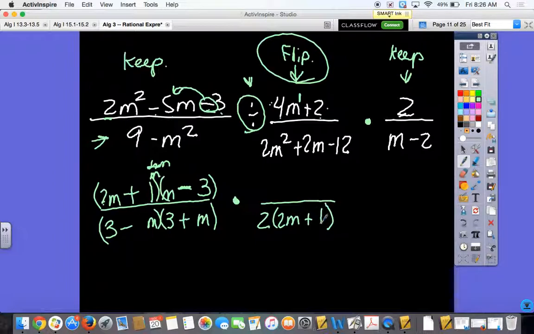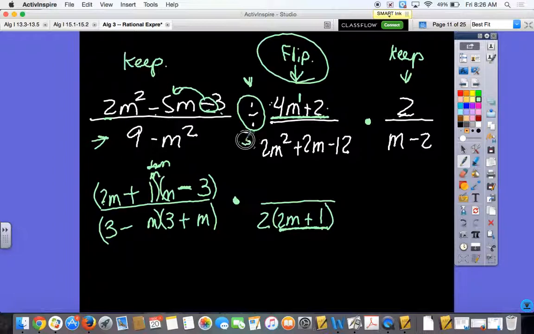Y'all, I can't tell you how many people miss that. If you are pulling out something common out of a binomial, you should have a binomial in here. You cannot delete that term just because you took out the 2. Remember, you're dividing. You're not subtracting. 2 divided by 2 is 1.